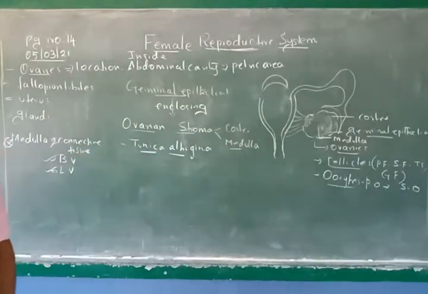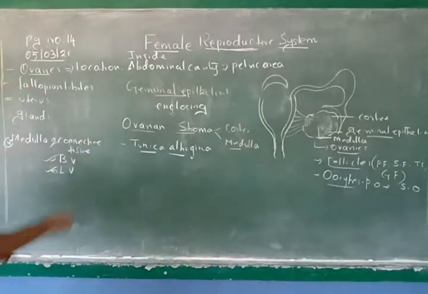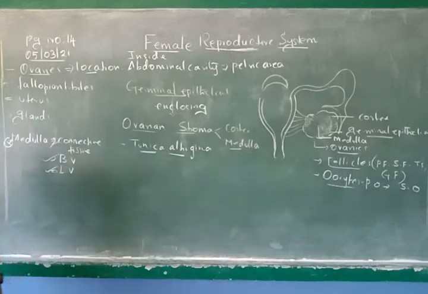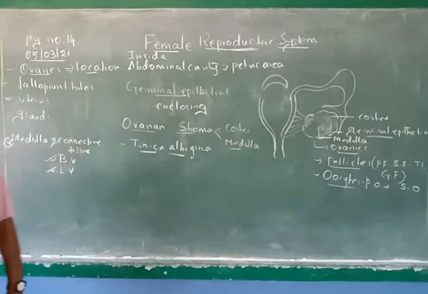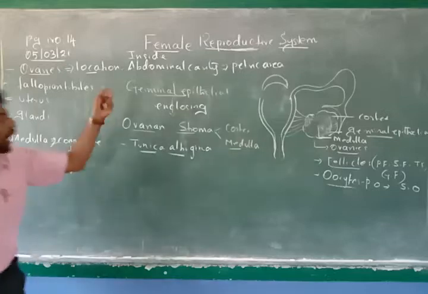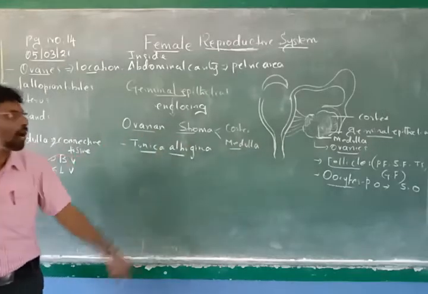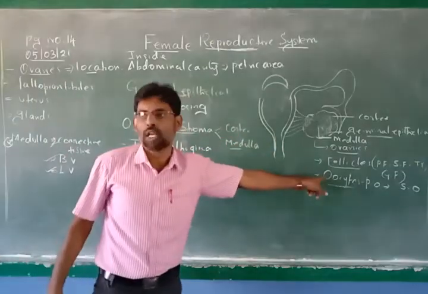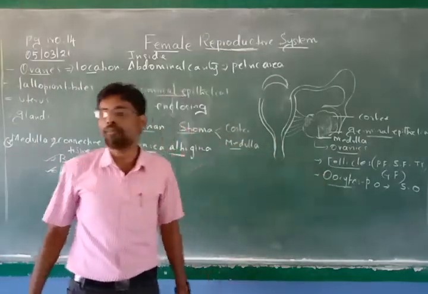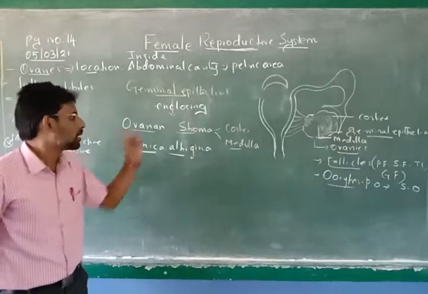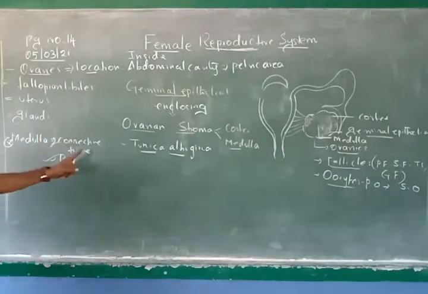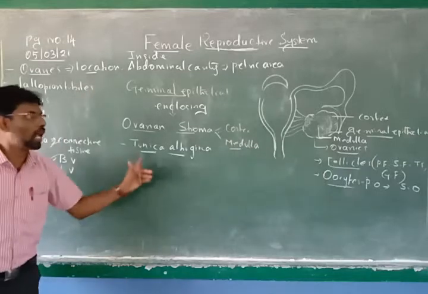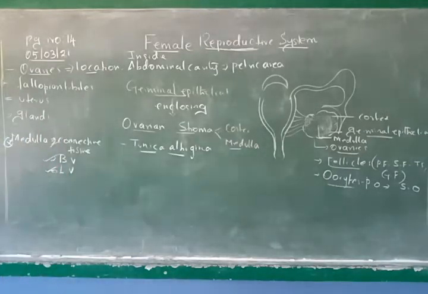Is that clear? Right. So it is situated, it is located inside the abdominal cavity or in the pelvic area, and it is surrounded by germinal epithelium enclosing the ovarian stroma, which has cortex and medulla. In the cortex, development of follicles will take place. At the same time, oocyte development is taking place. Second, the medulla will have some connective tissue, blood vessels, and lymphatic vessels. Below this, you will have the tunica albuginea.